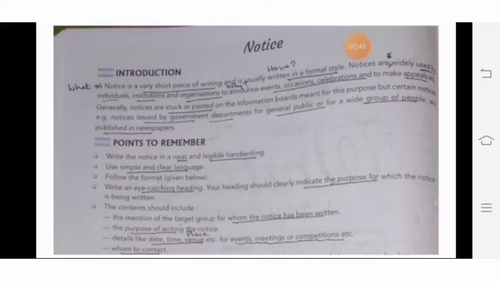So it has been published in the newspaper. They publish it in the newspaper because it is to be read by a wide group of people, or it is for the general people. Okay.